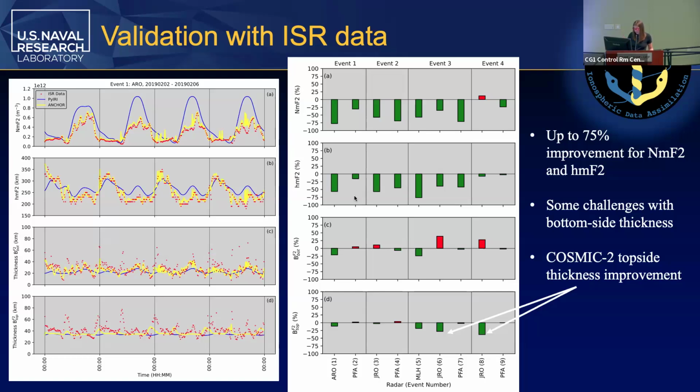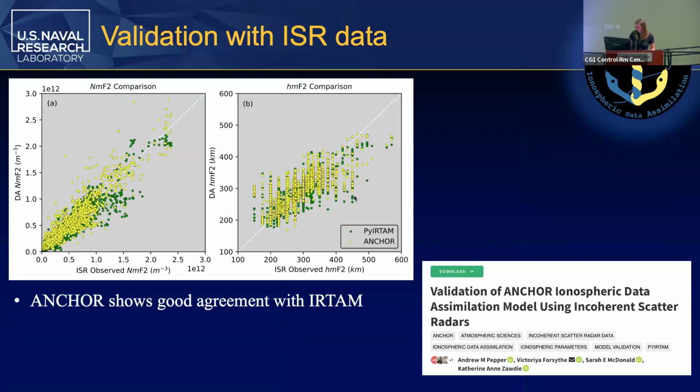And for the top side, we do get the green bars. And this top side is only due to the COSMIC-2 data, because GPS data in our assimilation does not affect the top side. Ionosondes don't have a top side. So these green bars in the last panel, those are all due to COSMIC-2.